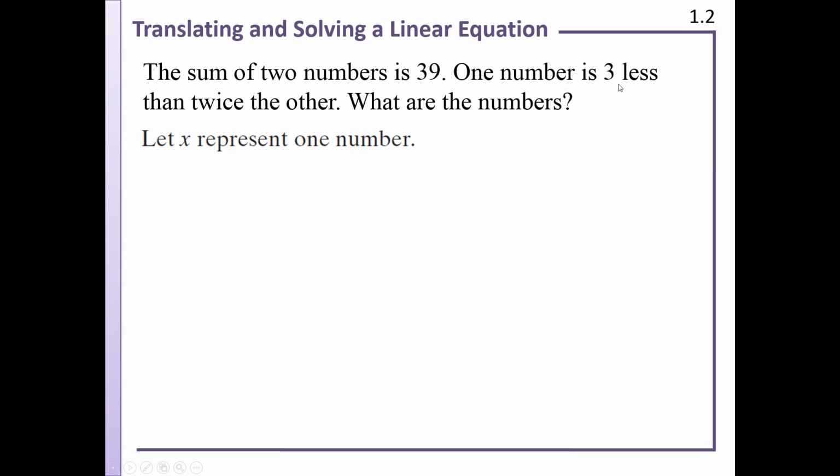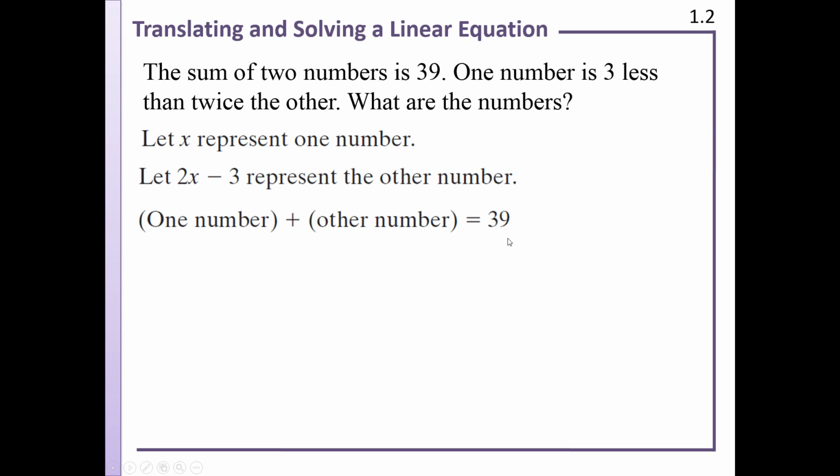If x is one number, this sentence needs to be translated to represent the other number. How would you translate this phrase: one number is 3 less than twice the other number? We need 3 less than twice x. Here's twice x, and here's 3 less than twice x. So this represents the other number. Now what do we know about these numbers? We know the sum is 39. So we need to add the numbers up and get 39. The first number is x. The second number is 2x minus 3. So this equation represents that scenario.